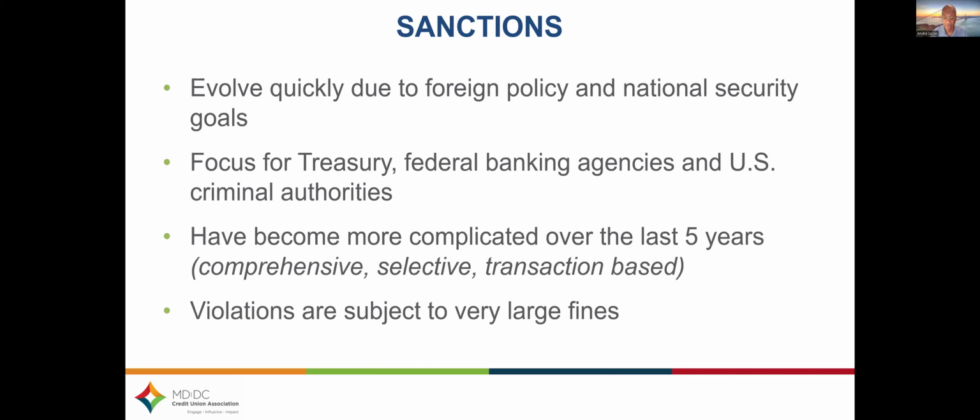They understand OFAC violations. They understand how sanctions operate. They understand how sanctions move. All right, because violations when it comes to OFAC are not cheap. They can cost you a lot of money.